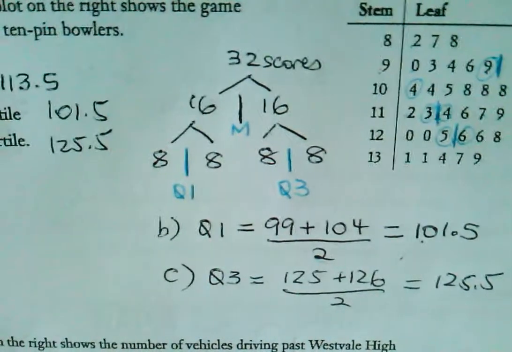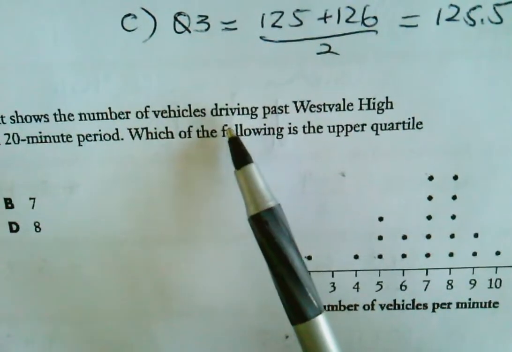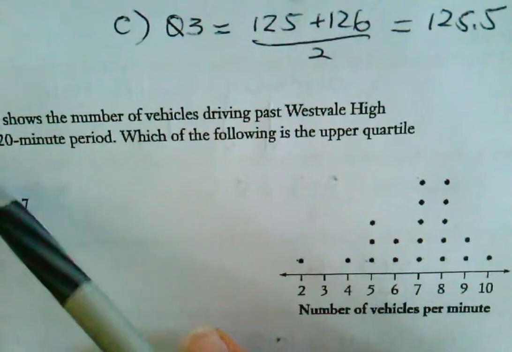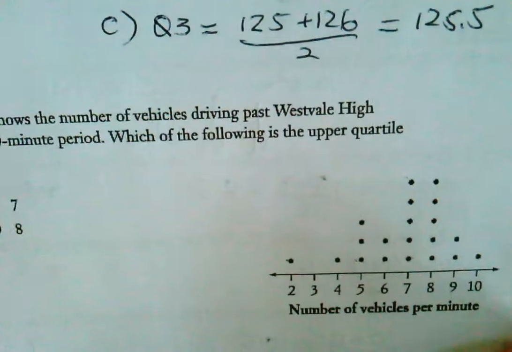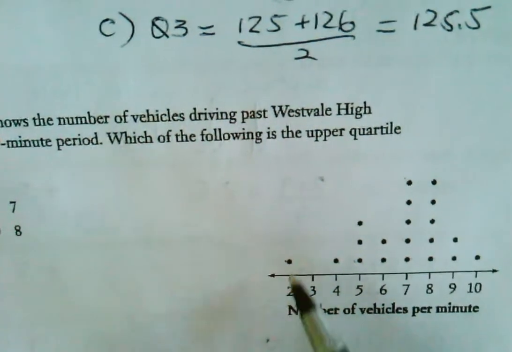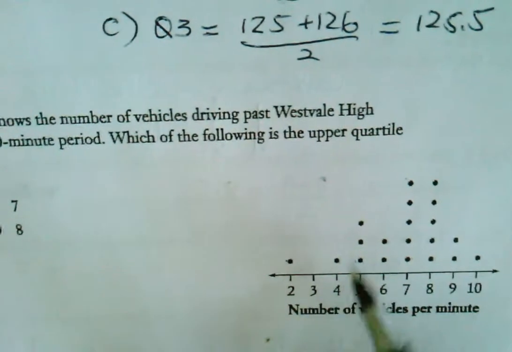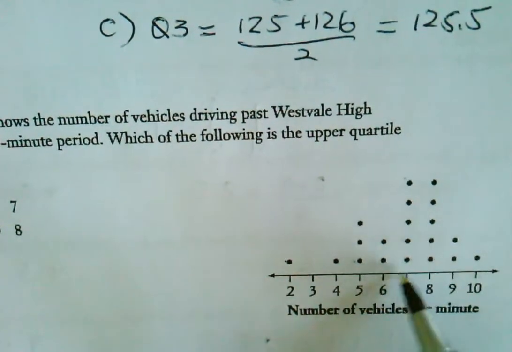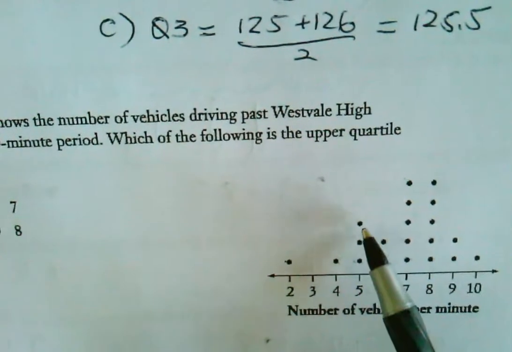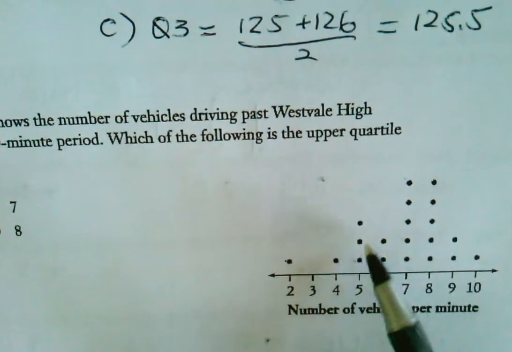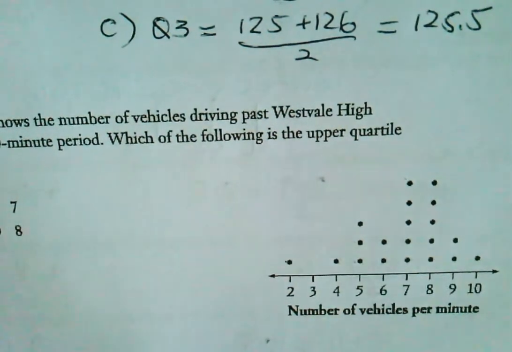Okay? Questions. We're not just going to do the upper quartile. So the dot plot on the right shows the number of vehicles driving past Westvale High School in each minute in a 20-minute period. Oh, okay, so someone was there, and in one of the minutes, only 2 cars went past. And in another one of the minutes, 4 cars went past. You get it? And in another one of the minutes, 5 cars went past in three times, like in 3 of the minutes that they recorded.